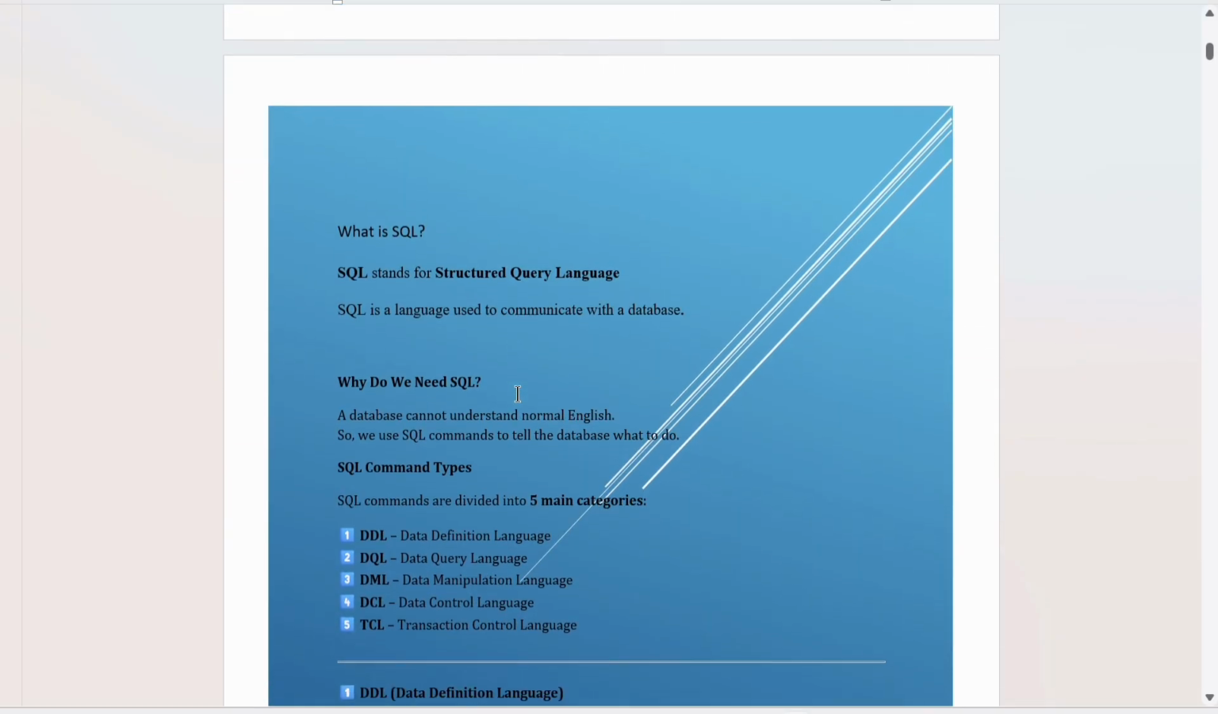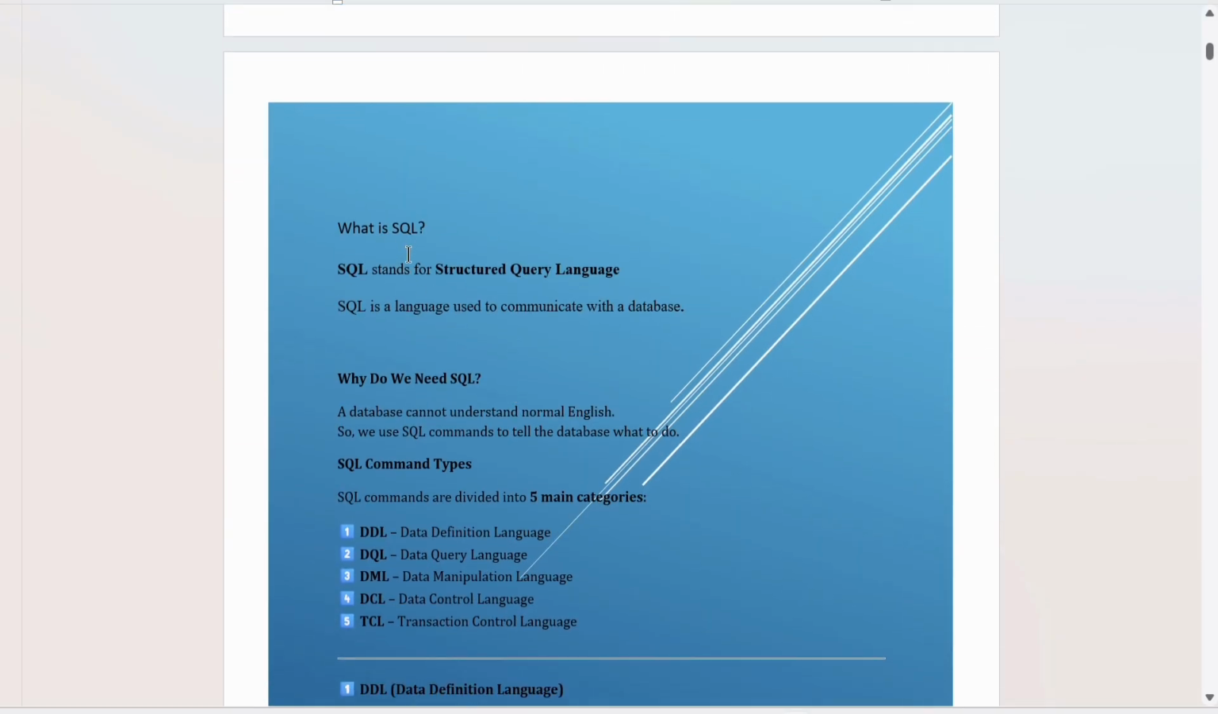Okay, so let us try to know what we mean by SQL. SQL stands for structured query language, and it is a language used to communicate with a database. So why do we need SQL? We human beings use languages like Telugu, Hindi, English and so on to communicate with other human beings, right? Similarly, a database cannot understand normal English language, right? So we use structured query language in order to connect with the database.